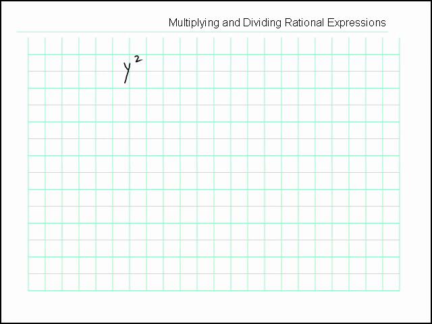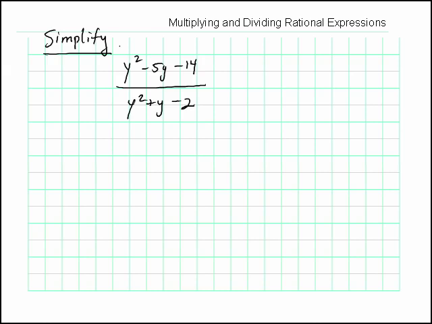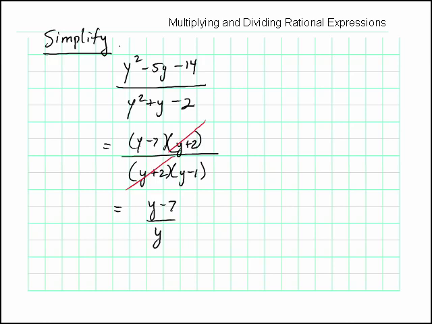Y squared minus 5y minus 14 over y squared plus y minus 2. And once again, we're simplifying these expressions. So I factor everything first. The numerator factors to y minus 7, y plus 2. The denominator factors to y plus 2, y minus 1. I have a common factor here which will reduce, and I'm left with y minus 7 over y minus 1, and it's simplified.